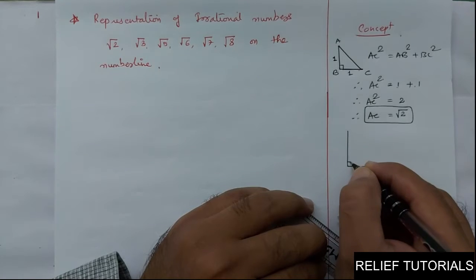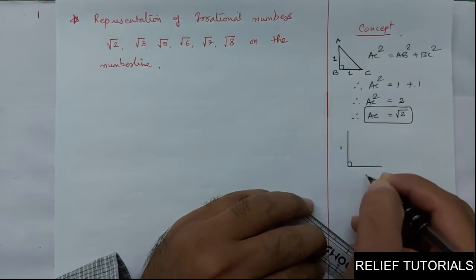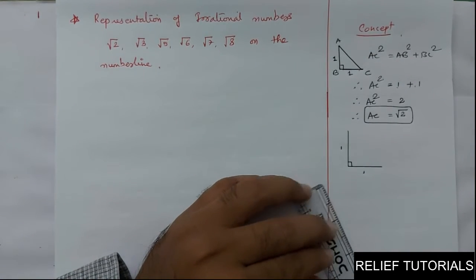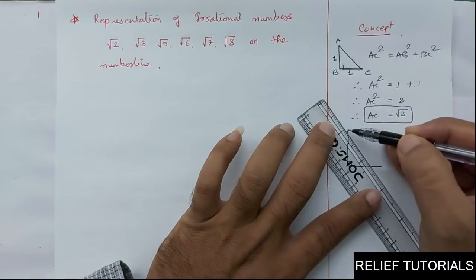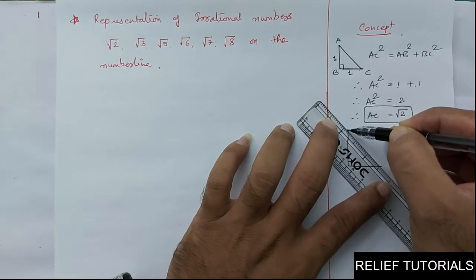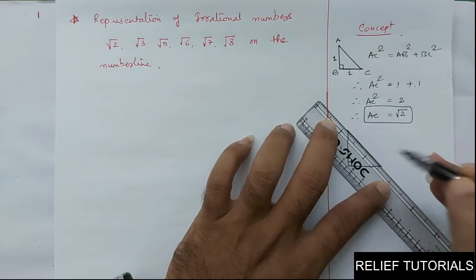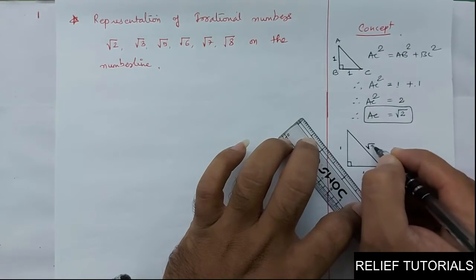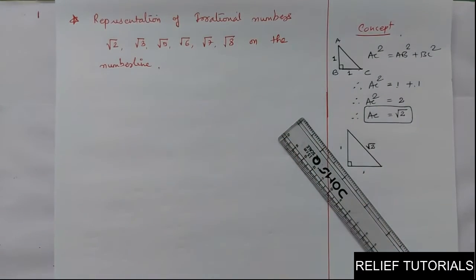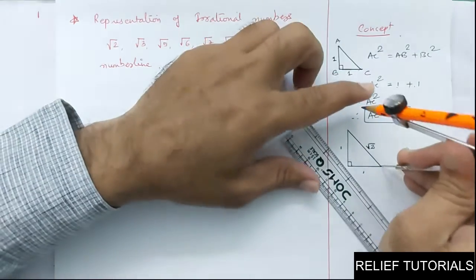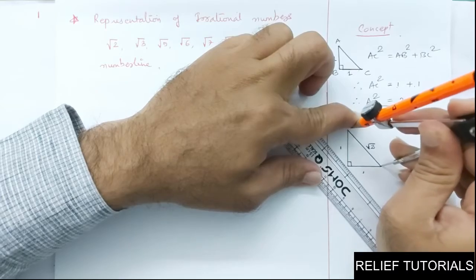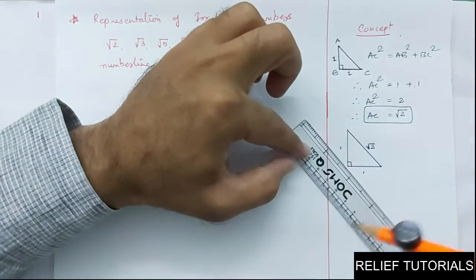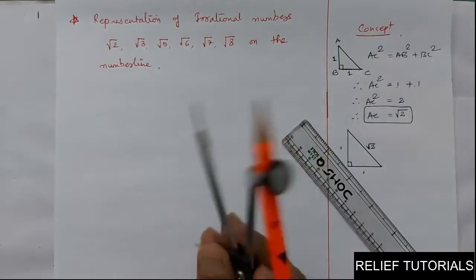So this is the right angle. If this is 1 and here is also 1, then what should be the length of its hypotenuse? I think the length of its hypotenuse is root 2. If you take the help of a rounder, this length is root 2.